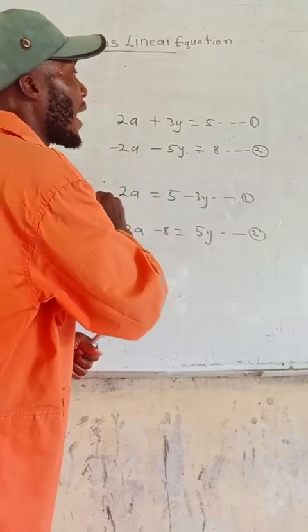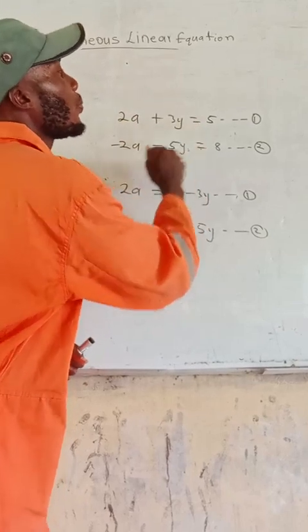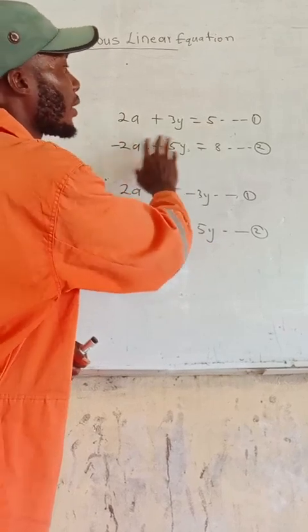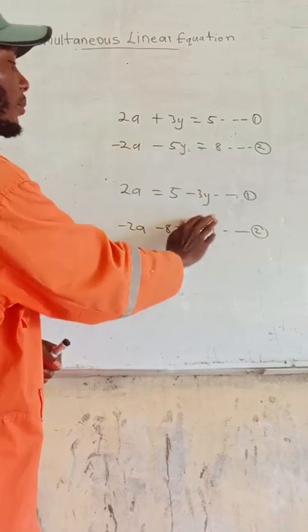Then after that, you will see an equal to sign. And after the equal to sign should be what? A constant, the ordinary number. So this is how it is supposed to look like. Not in this form.